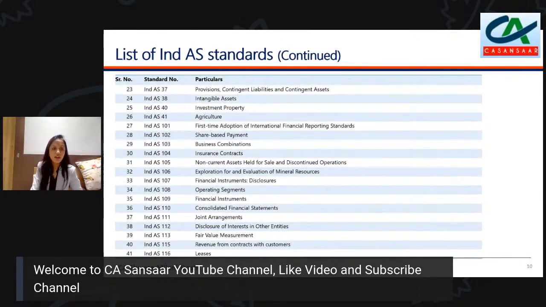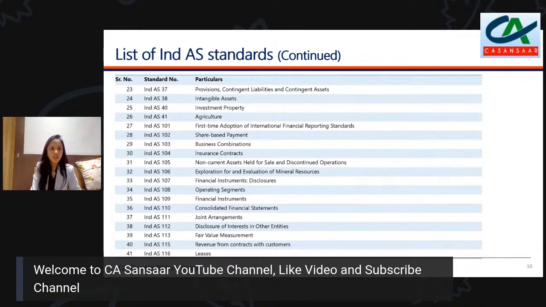One of the most important differences is that business combinations have to be recognized at fair value on the acquisition date by default. Under AS, you had two options. You could either do it at fair value or at book value, which was also called the pooling of interest method. So the pooling of interest method is not there under the Ind AS regime.